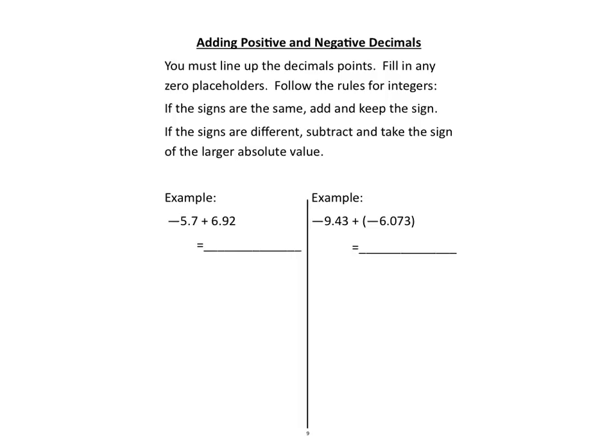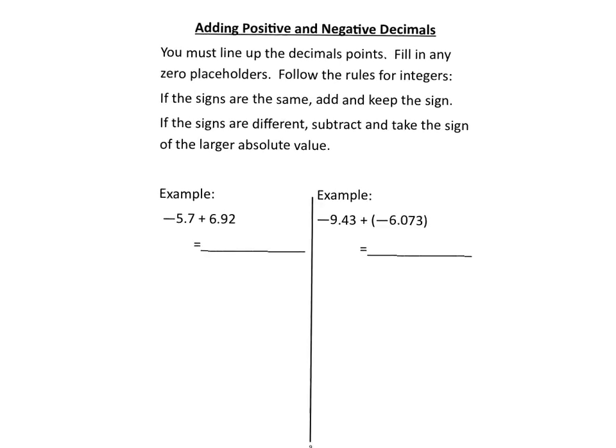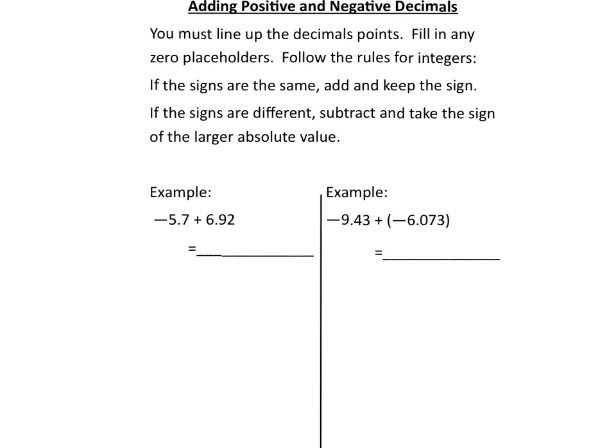Now that we have gone over the rules for negatives and you've gotten some familiarity with decimals, we're now going to put the rules of negatives with the 4 operations starting with addition. In order to add positive and negative decimals, you have to follow the rules of decimals and you've got to have the decimals lined up.